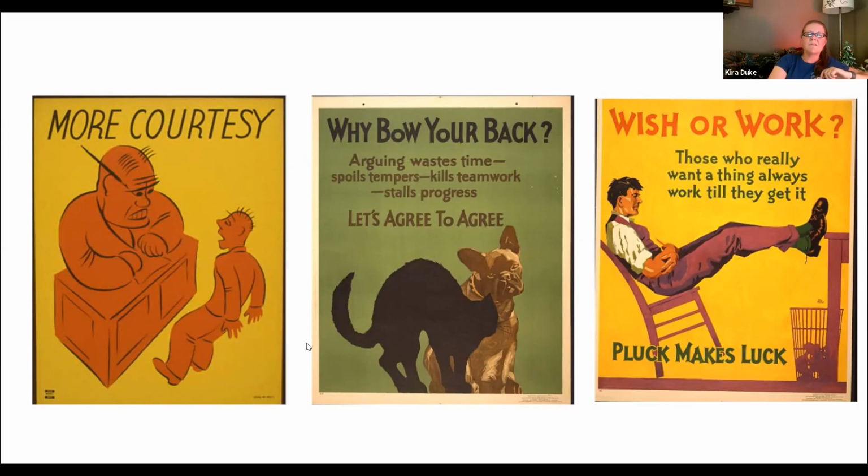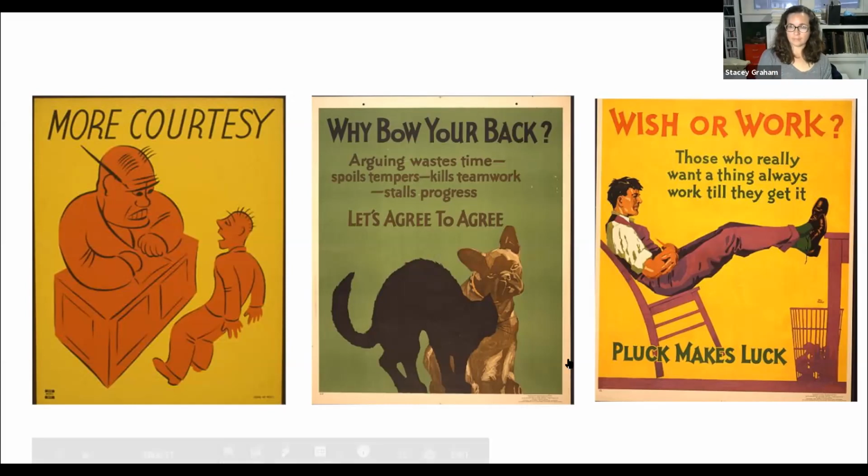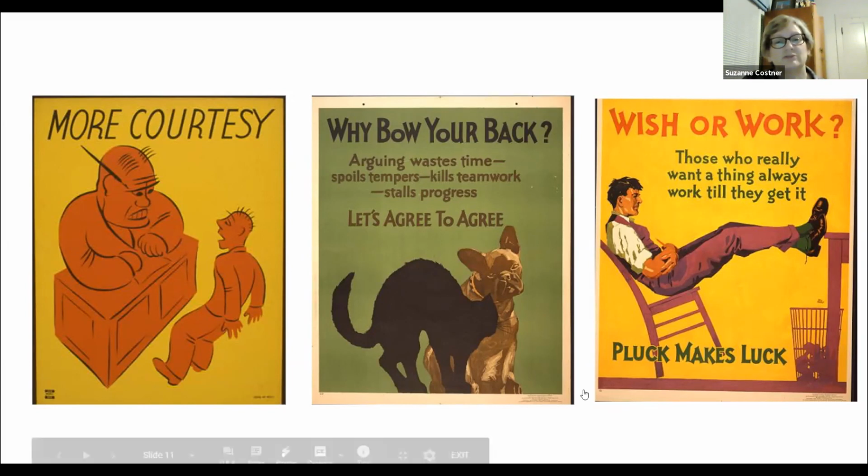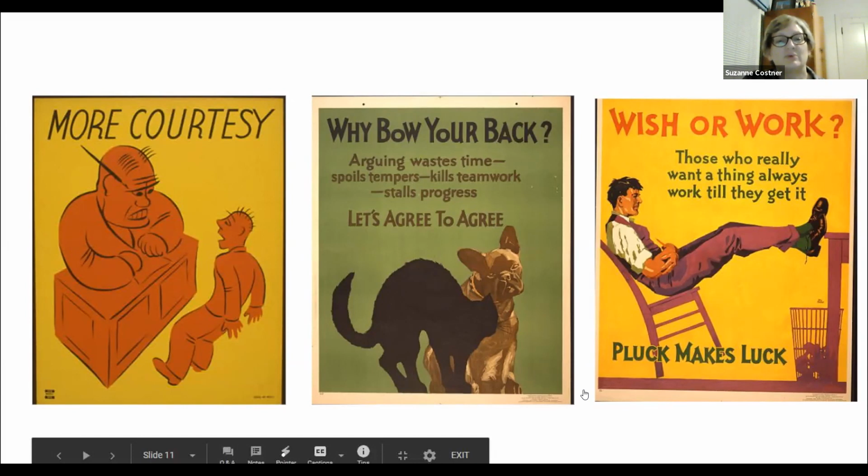Okay. So for someone who selected the other one, the why bow your back, why did you find this one to be the most effective? Because it plays on the whole trope of fighting like cats and dogs. Plus, it also gives several different examples of why this is not a good idea and what the downside is.